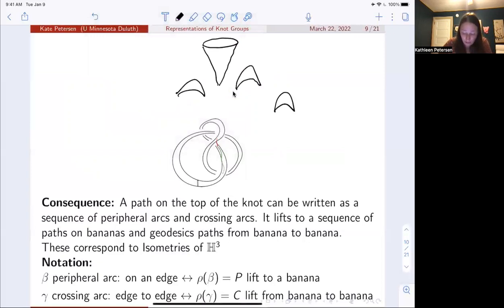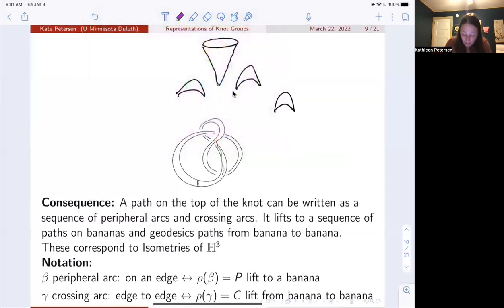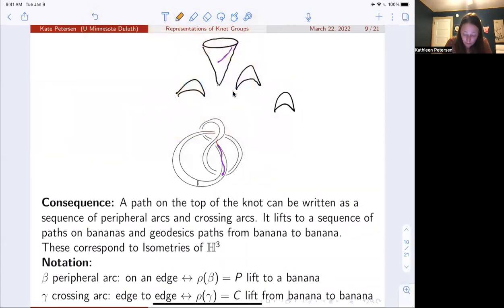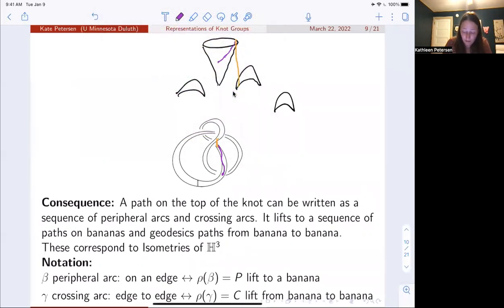And how do I follow my path around the knot? If I start here, that corresponds to starting on, say, that banana. I go a little bit on my peripheral path. Maybe I go here. And then I do a crossing. Call that one orange. That corresponds to connecting up there. My geodesics are not very geodesic looking, I'm sorry. Maybe that was a little longer.